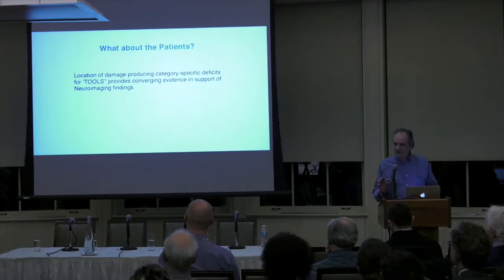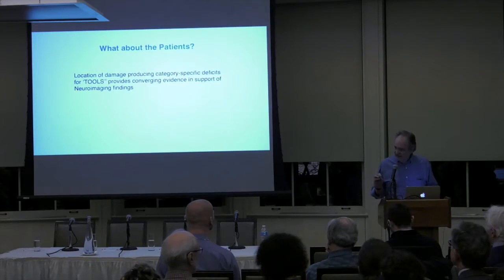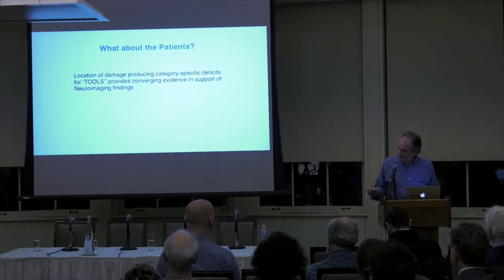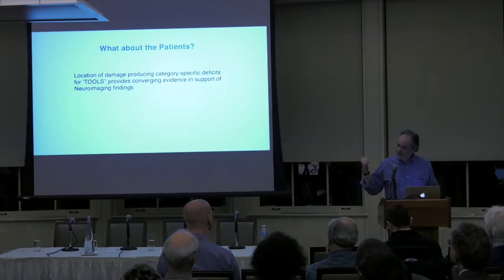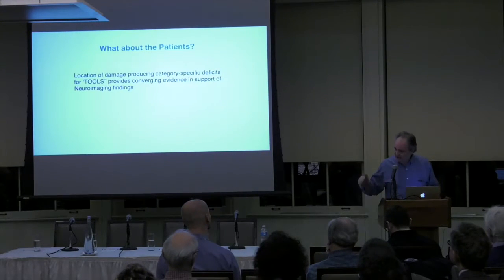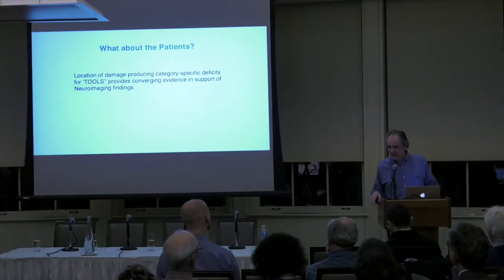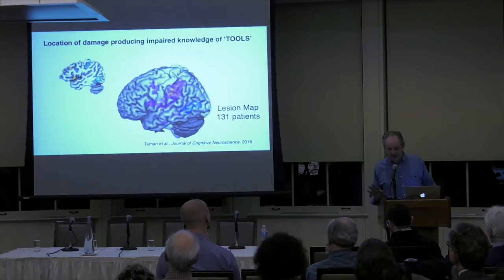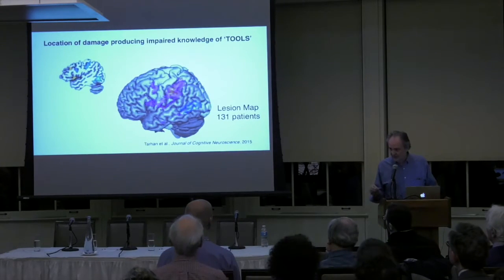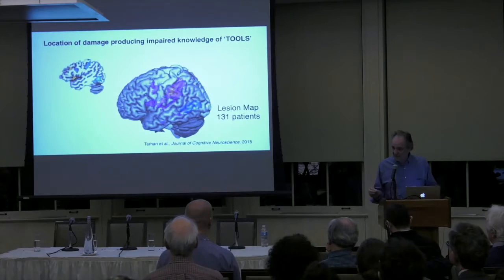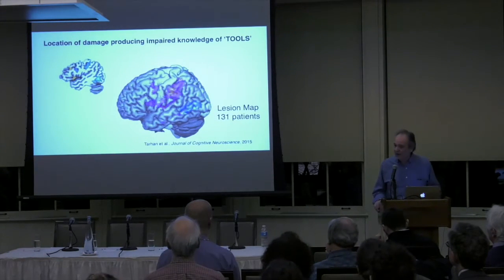Okay, since I started with the patients, and I mentioned to you, and it's almost done, that there were very few of these patients that seemed to have category-specific disorders for tools. Since we and many other laboratories have been doing this work, it turns out that there have been many more patients that have been studied and found. Here's just one example. Now, these are lesion maps. This is based on 131 patients, showing you these areas in color of where the damage was.